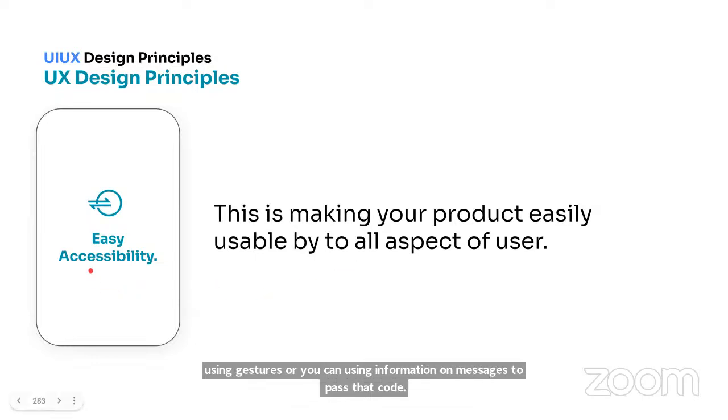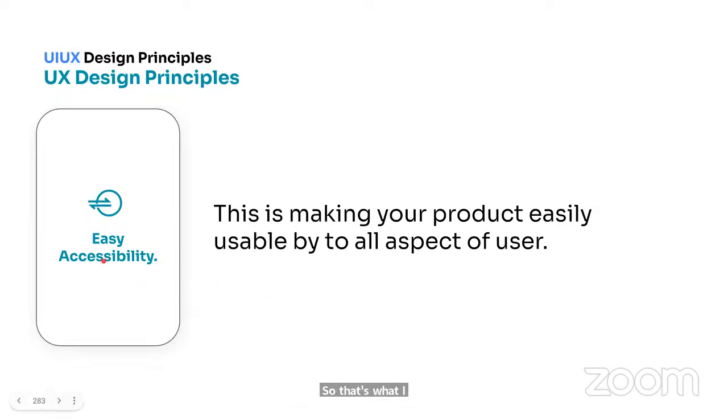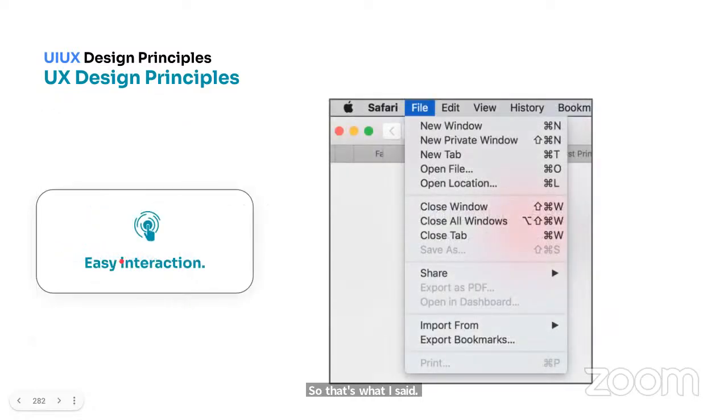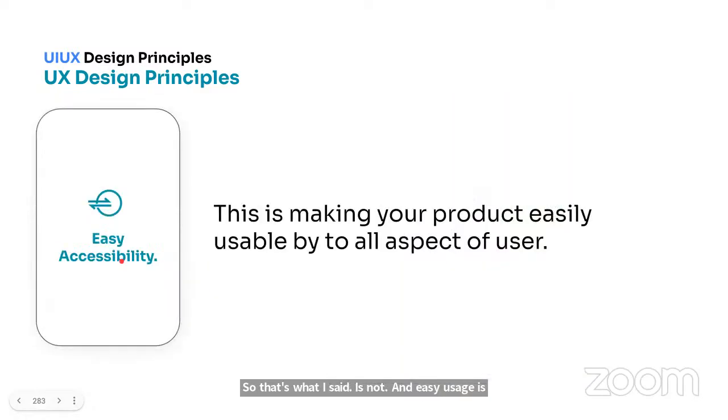So accessibility is not easy usage, it's not interaction. Accessibility is having easy access to that phone, to that app. Like our phones now have something that can allow the blind to hear, to make calls without even touching the screen. So that's easy accessibility. So they can easily access that product.